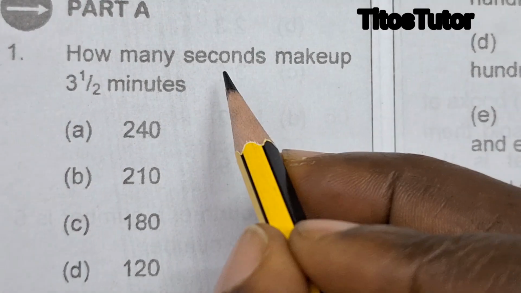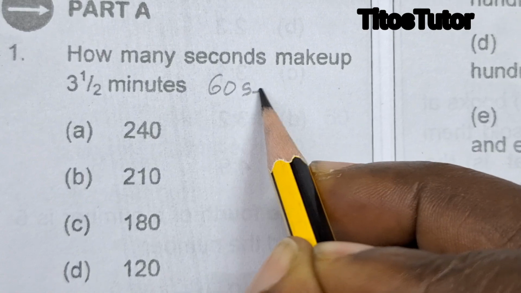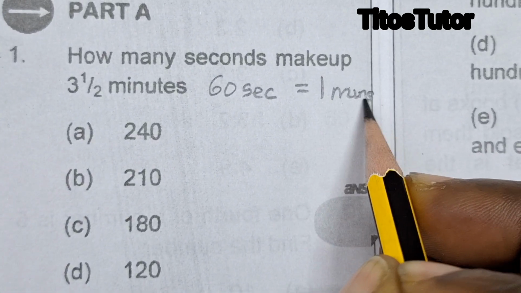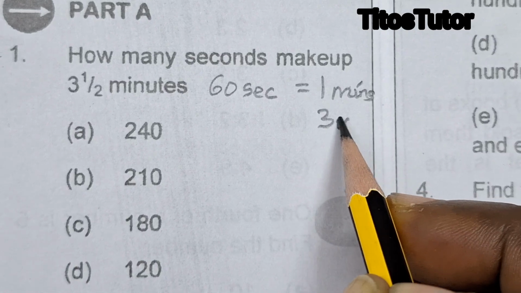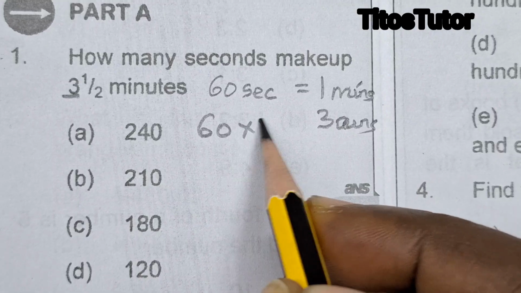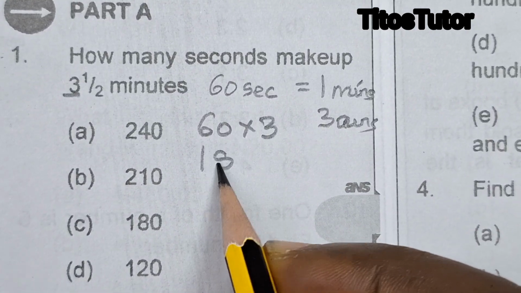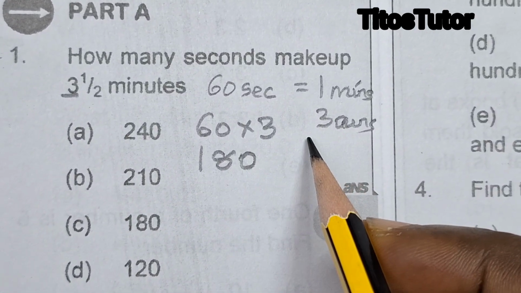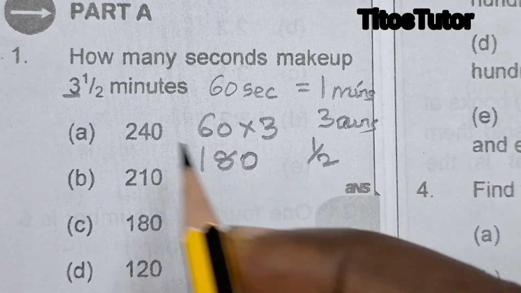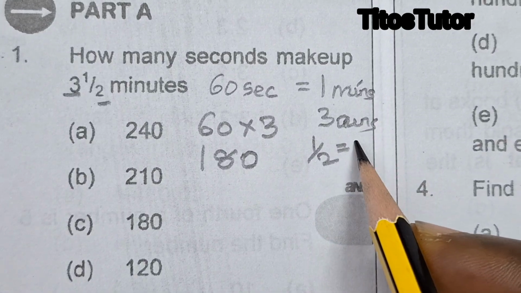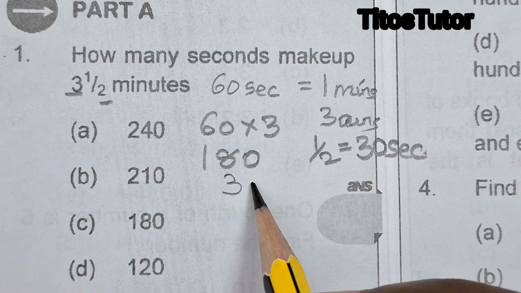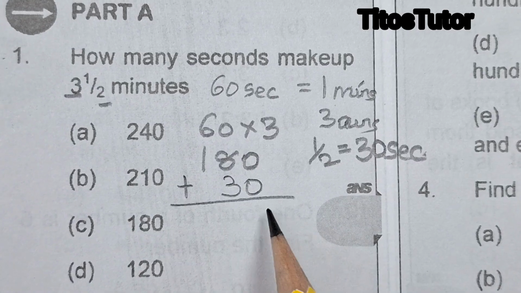Remember, 60 seconds equals 1 minute. So 3 minutes is 60 times 3. 60 times 3 is 180. But remember that if 60 seconds make 1 minute, half a minute will be equal to what? 30 seconds. So all I need to do is add 30 to my 180.